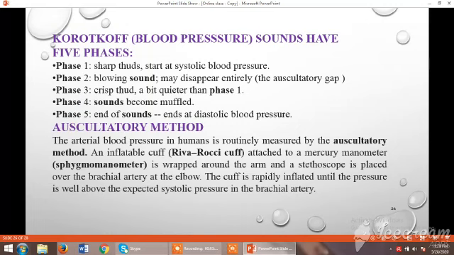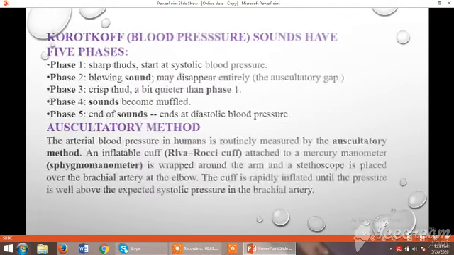Now I have mentioned here the method. Mainly there are two methods. I have written just the auscultatory method, but there is also a palpatory method. Whenever you do the practical exam, you will get to know. So in the auscultatory method, there is a sphygmomanometer, and arterial blood pressure is recorded by an inflated cuff, and the cuff is rapidly inflated until the pressure rises above systolic, and then you need to know where the brachial artery is, and this way you can auscultate.